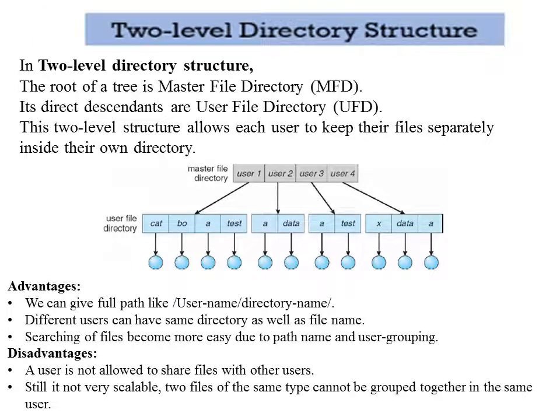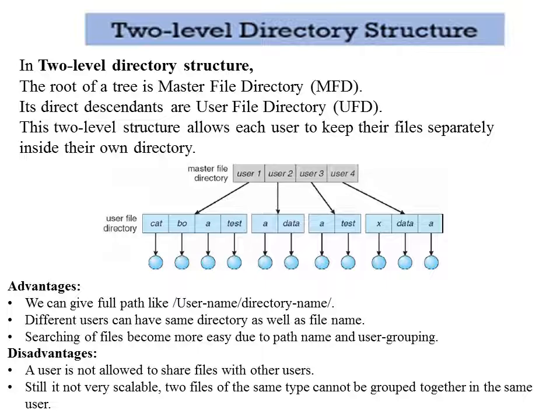The second one is two-level directory structure. In a two-level directory structure, we have two directories named MFD and UFD. MFD is known as the master file directory, and UFD is known as the user file directory. So the root node is known as the MFD, that is master file directory, and the second one UFD is known as the descendants or user file directory. The user level directory allows each user to keep their files separately inside their own directory.